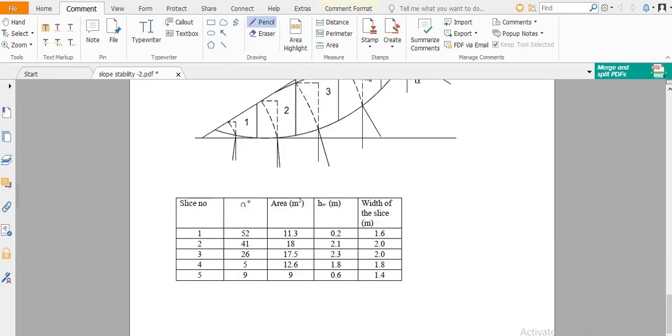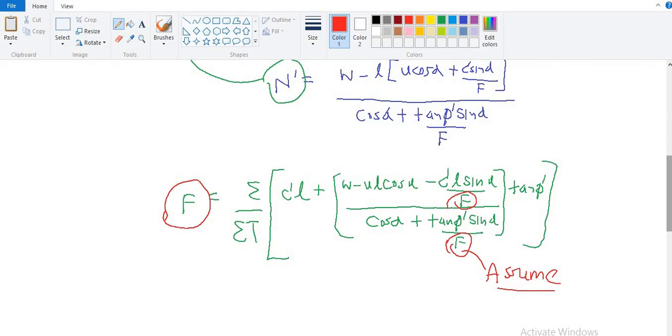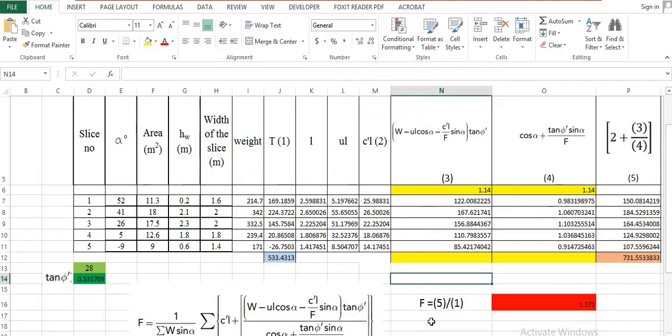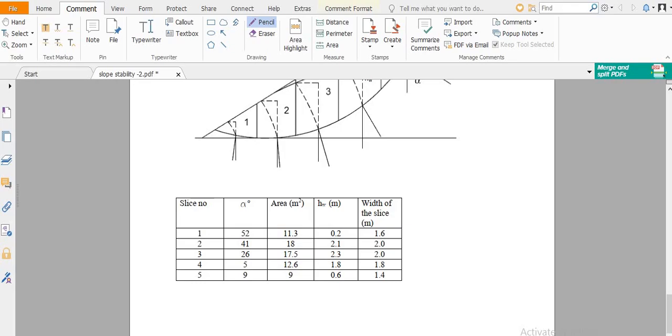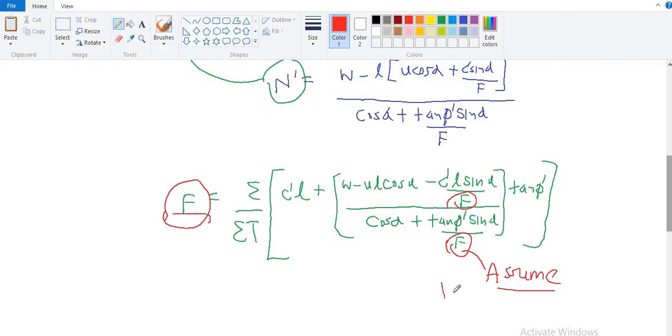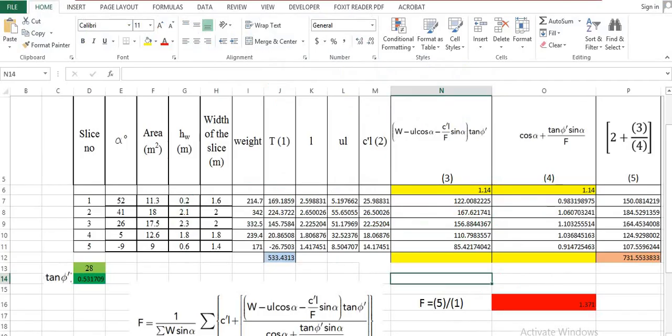So this assumed value is now 1.14. So the output value is now, we put 1.14 and we got 1.37, right? I'm going to keep only 2 decimal places, so 1.37. So you can see there's a difference. The input value or assumed value is 1.14, and the output value is 1.37. There is a difference, right? So the large difference is there.